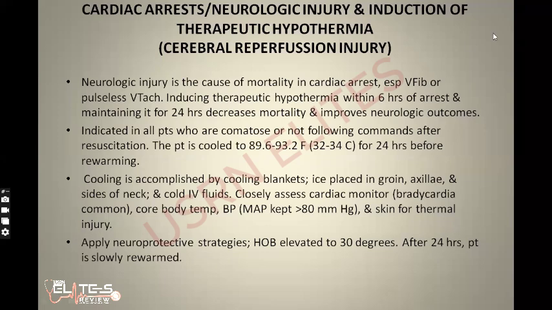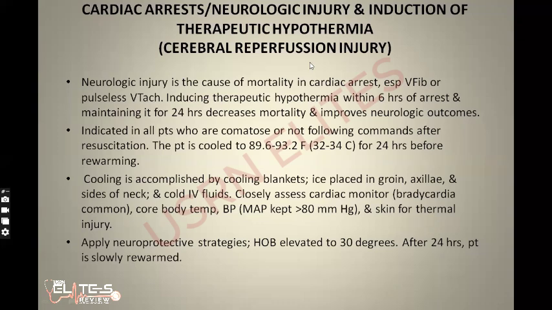Okay. Do you mean this one? Cooling is accomplished by, or this one, indicated in all patients who are comatose? Which one? The cooling? So if I heard you, I think it's the cooling. So cooling is accomplished by cooling blankets. So we give them cooling blankets and we put ice. Okay, Nana, you can unmute and talk to us. Is it the cooling one? No, I mean the one indicated in all patients who are comatose. Okay, yeah.